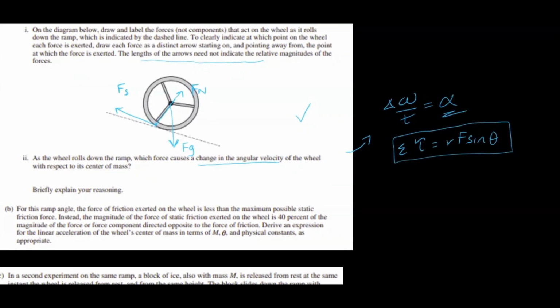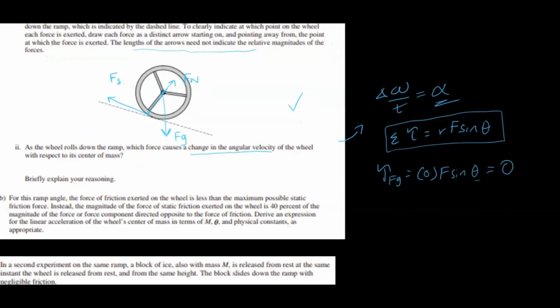Fg. So if we had Fg, the torque for Fg would be the distance from the radial line, which in our case would be 0, right? Because the distance from the center to where the force starts is 0, because it's coming right from the center. And so it doesn't matter what our force is at this point, or even the sine theta or the theta angle. That's just going to give us 0.